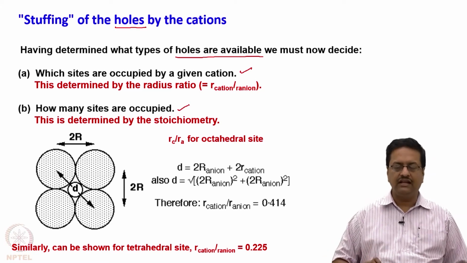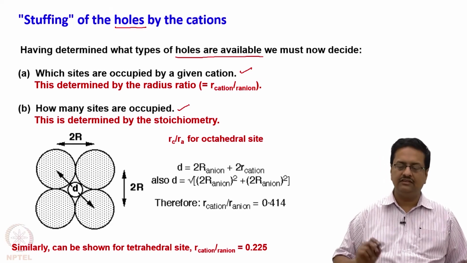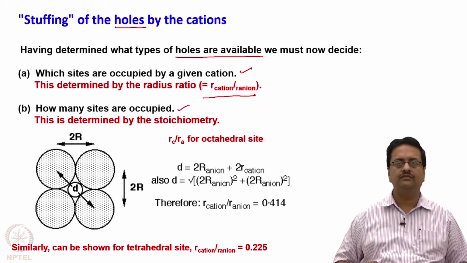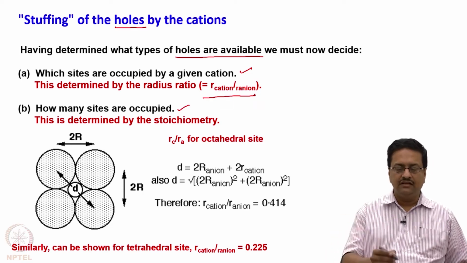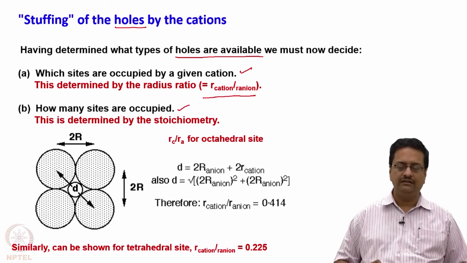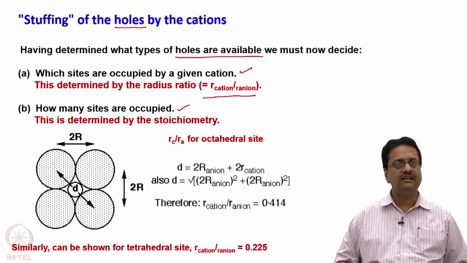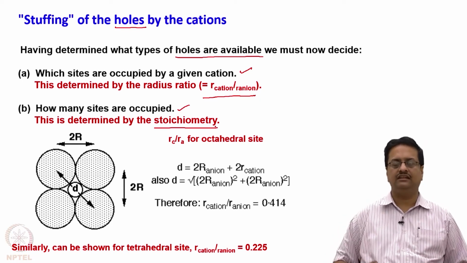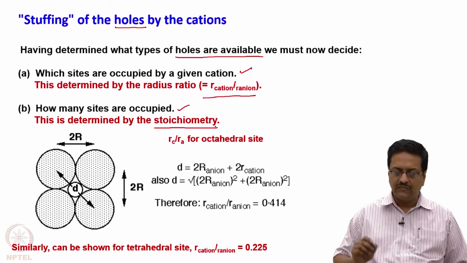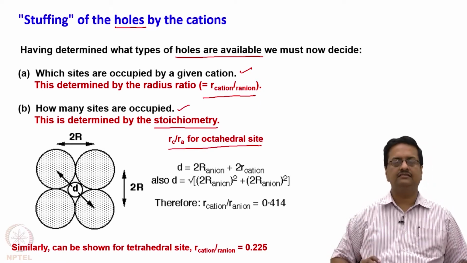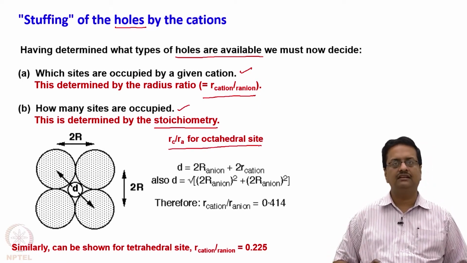The first point, which sites are occupied by a given atom, is decided by the radius ratio, that is the ratio of the radii of cation to anion, whereas the number of sites inside a lattice occupied by a number of atoms is decided by the stoichiometry and charges on those cations and anions. This we will see in future slides. So let us see what is the ideal radius ratio for cation and anion for the octahedral site.